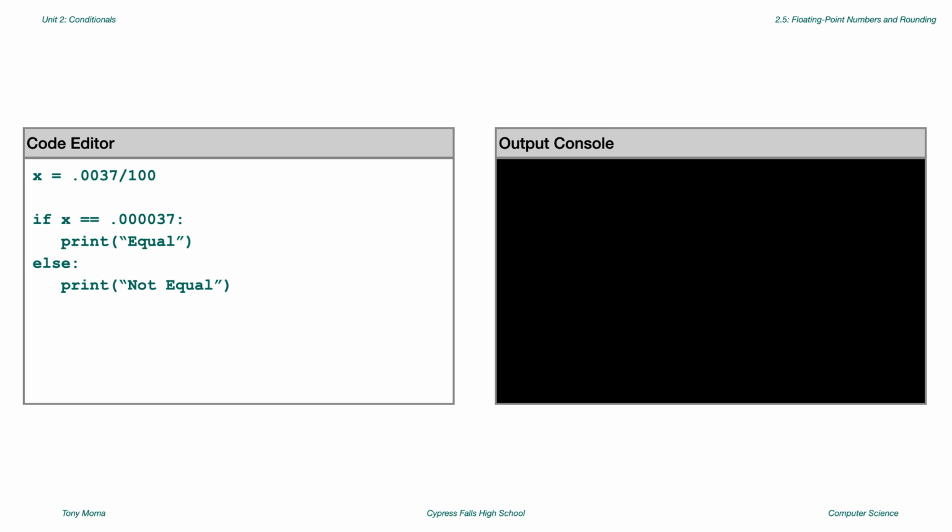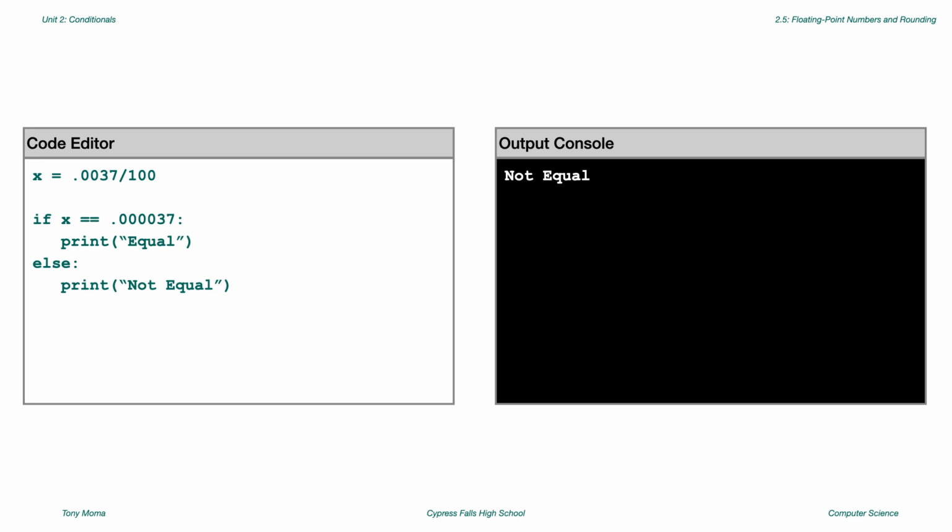Suppose I declare a variable x and set it equal to the result of an expression, 0.0037 divided by 100. Then in an if statement, I compare that variable to 0.000037, and if they're equal, I'll print out equal, otherwise print not equal. Now, on face value, I would think the program would print out equal since when I type the initial expression into a calculator, 0.000037 is what I get. However, for some reason, when I run the program, I get not equal, meaning it's telling me that x is not equal to that number.